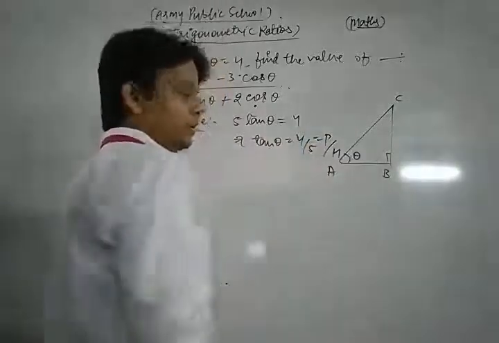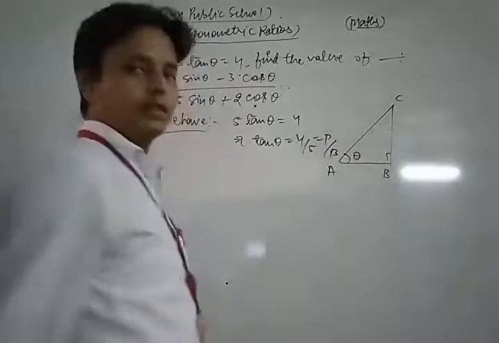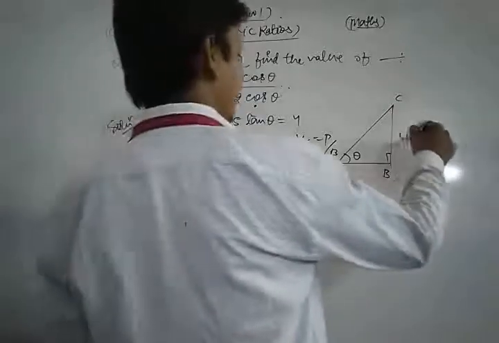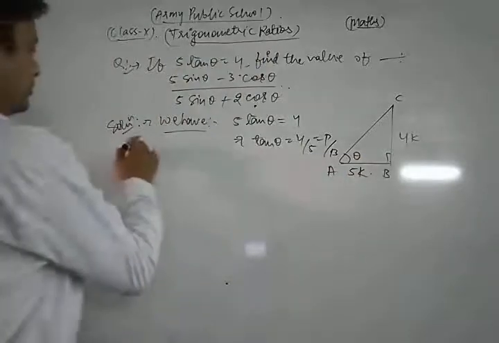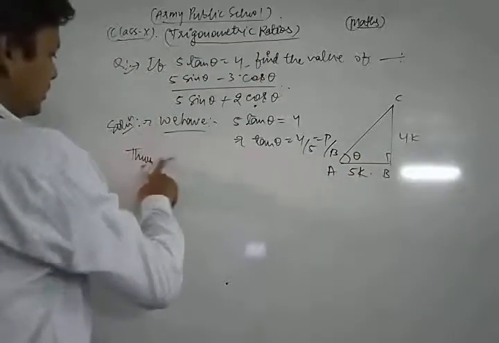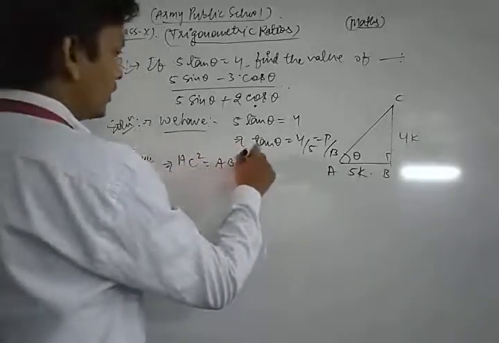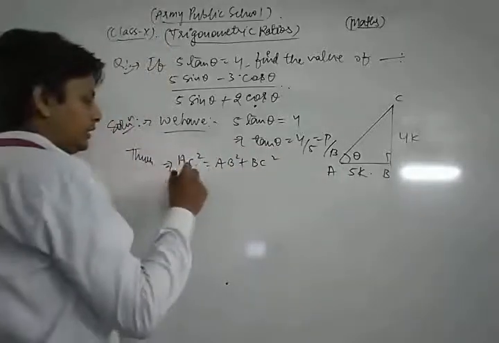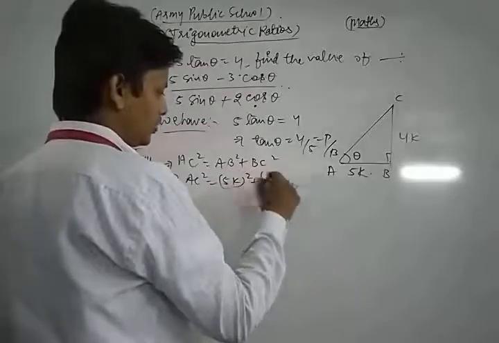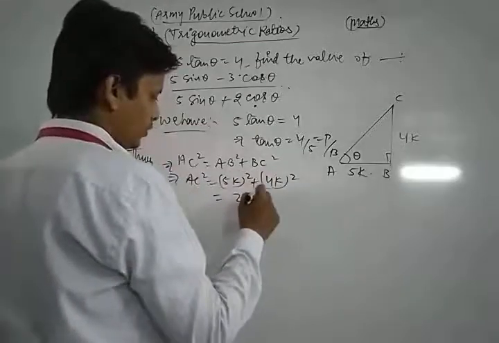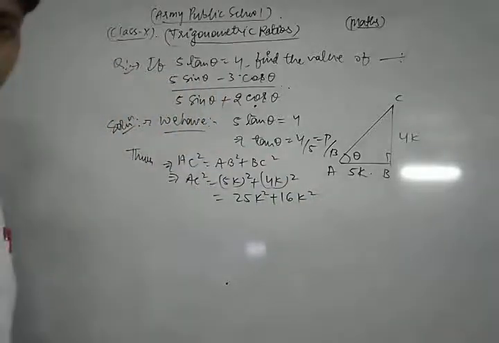Perpendicular upon base. Okay, this is the concept of tan theta. So we take this as 4k and this as 5k. Thus by Pythagoras theorem, AC square is equal to AB square plus BC square. So we get AC square is equal to 5k square plus 4k square, which is 25k square plus 16k square.